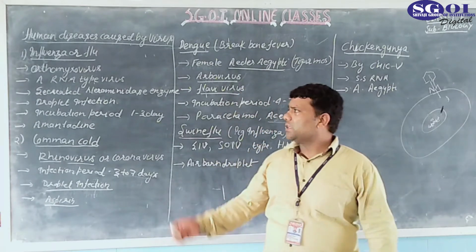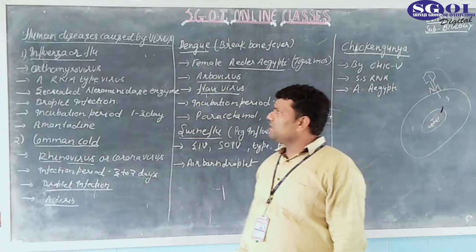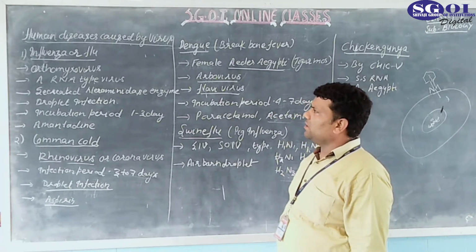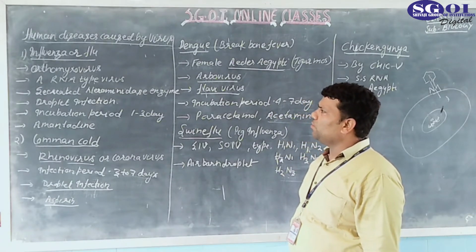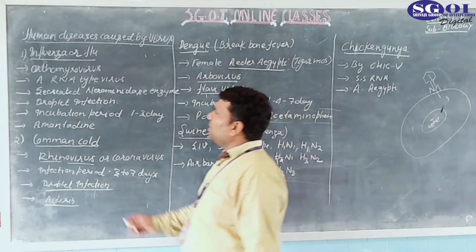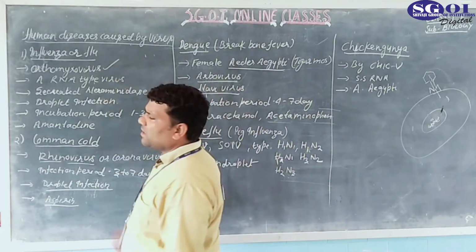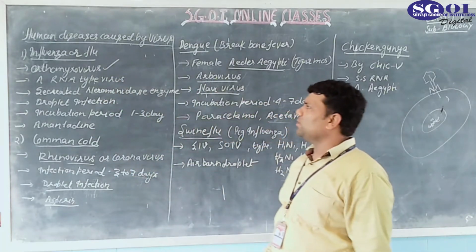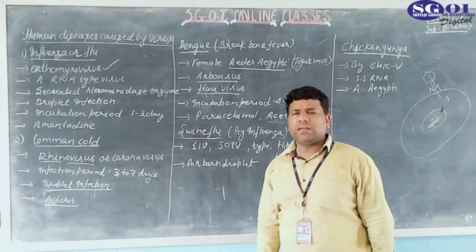Today I am going to explain the viral diseases. The first disease is known as influenza. It is also known as flu. It is caused by an orthomyxovirus. Orthomyxovirus is a type of RNA virus.